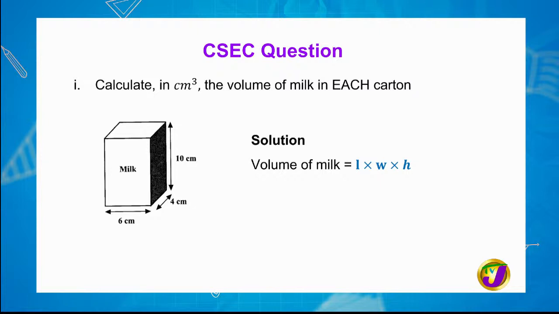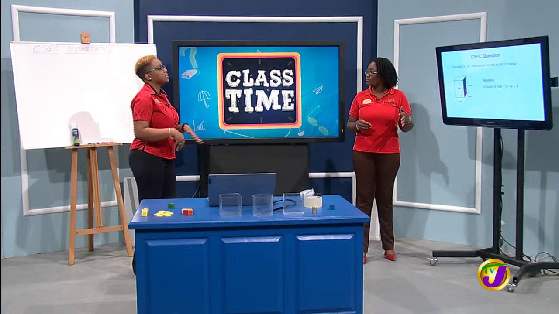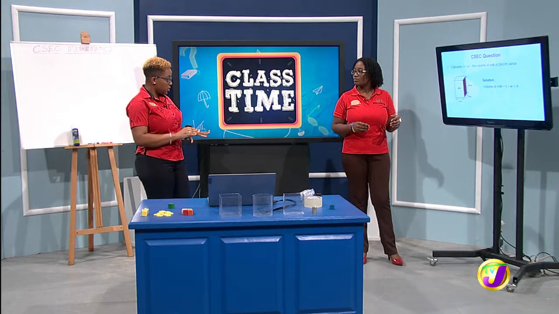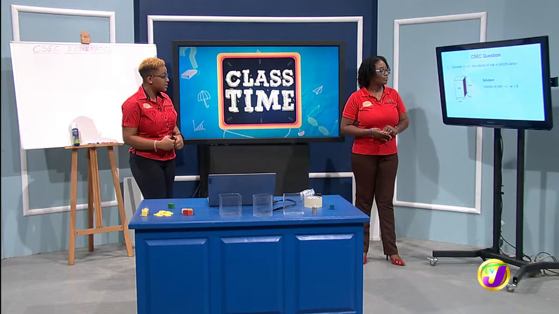Indeed. So this being a cuboid, we know that to calculate the volume, we would be using length multiplied by width multiplied by the height of the carton. So we're pretty much substituting those values here. Earlier we were talking and we said that the rectangular prism, in this case a cuboid, is very special, and we have to pay keen attention when we are identifying the dimensions. So what will be the length, what will be the width, and what will be the perpendicular height in this case?